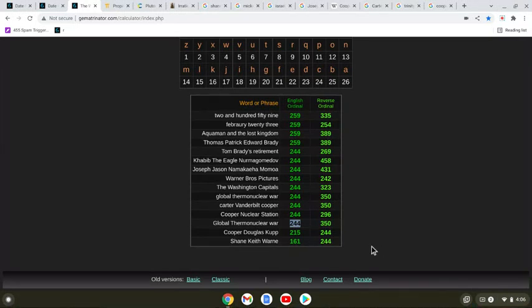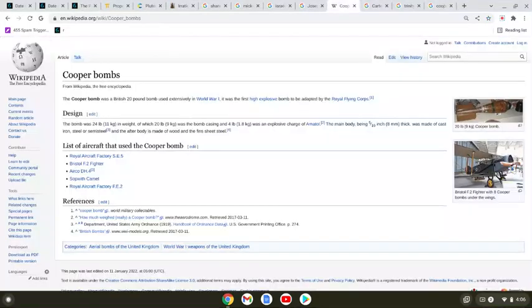And let me just bring up the next point. I just showed you the Cooper bomb, the Cooper nuclear station, and Cooper Kupp. Now I'm going to talk about this guy. His name is Carter Vanderbilt Cooper. He equals 244. Who's that? Who's Carter Vanderbilt Cooper? Well, let me see if I have him up here.